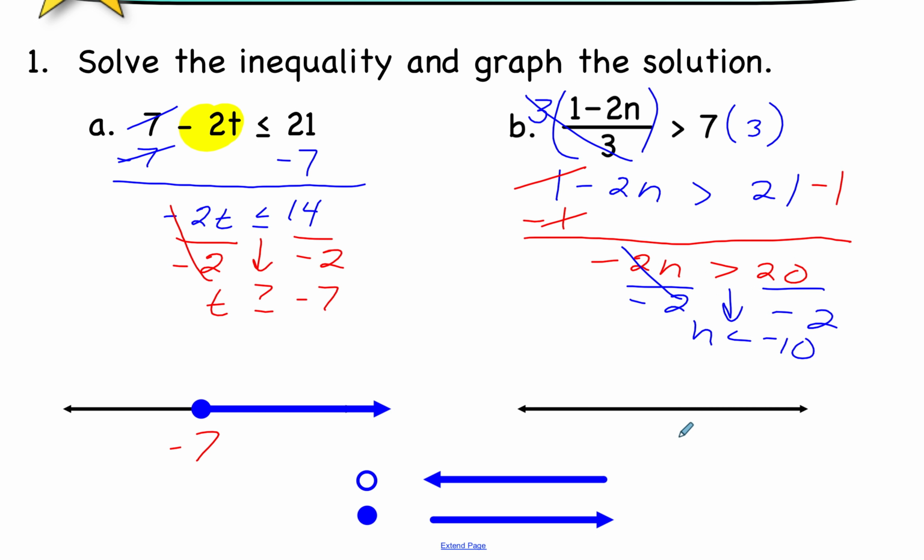N is less than negative 10. So negative 10 is the number on your number line. And then we want an open dot because it cannot be equal to, it has to be less than. And the numbers that are less than go to the left. So n is less than negative 10 looks like that.